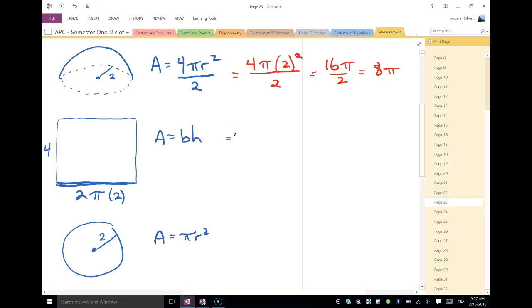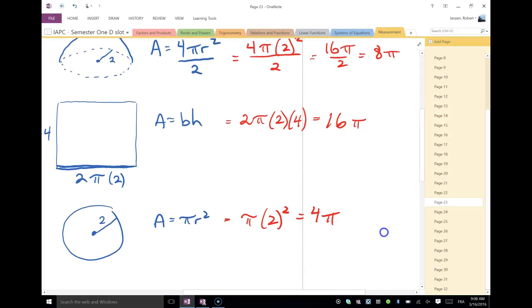Okay, then I'm going to go down here. The base is 2 pi times 2 times the height, which is 4. And if I go 2 times 2 times 4, I get 16 pi. And down here, I'm going to have pi times the radius squared, which is 4 pi.